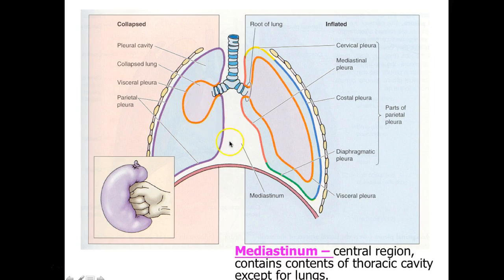And just to know what we mean by mediastinum, it is the central region of the thorax that's containing contents of the thoracic cavity except for the lungs. So where the heart lies here, all of this area, this is our mediastinum.